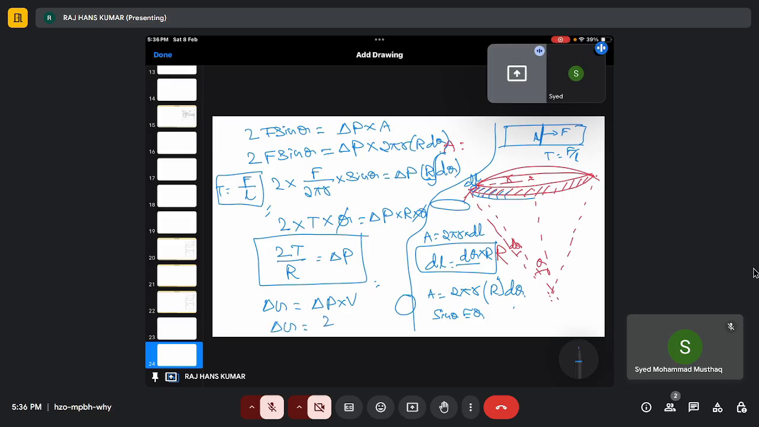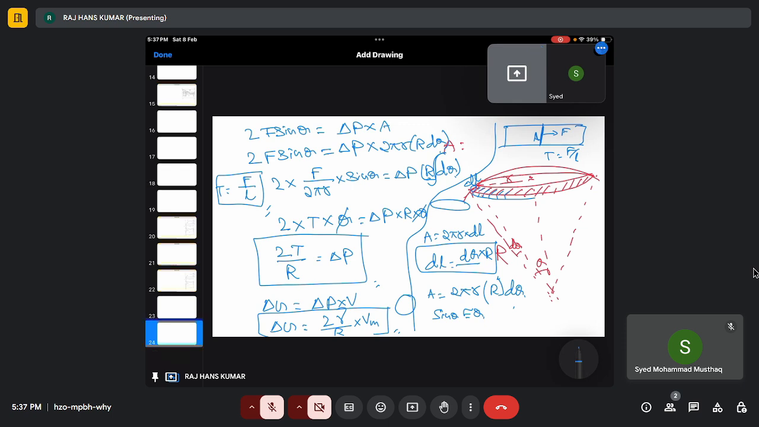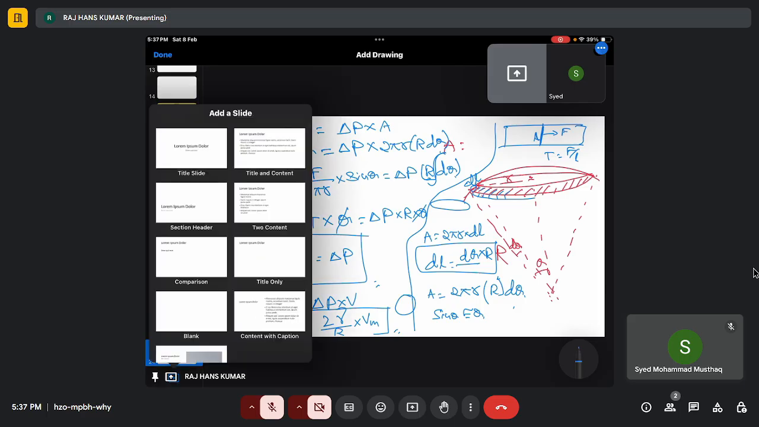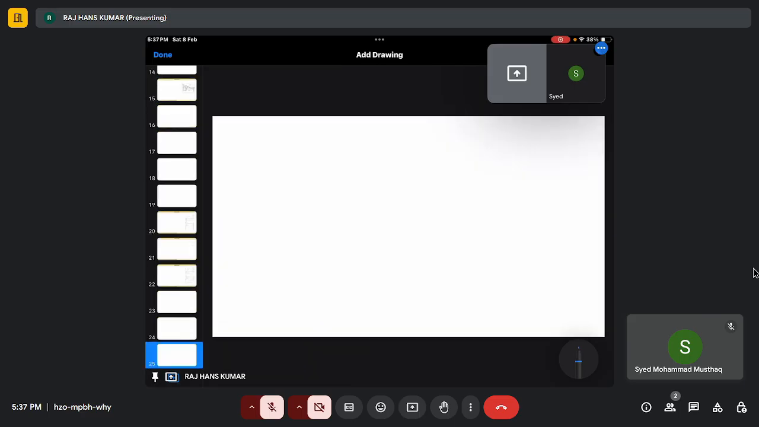Now delta G will be equal to 2 gamma r by r into total volume. If you are talking about solids, then the surface tension will be changed into surface energy. Now this is the change in free energy due to the surface, due to the interface. Now that is how we arrive at that.